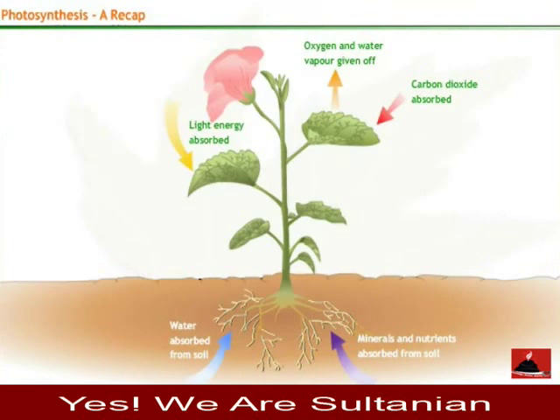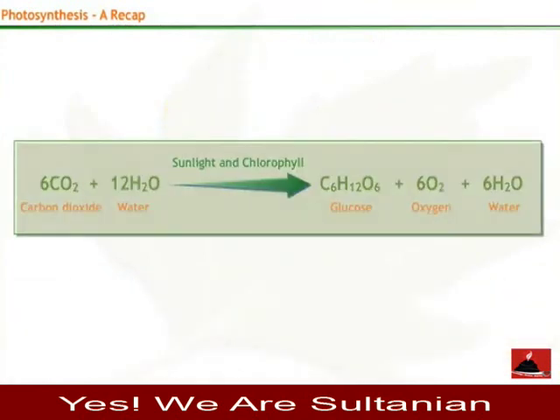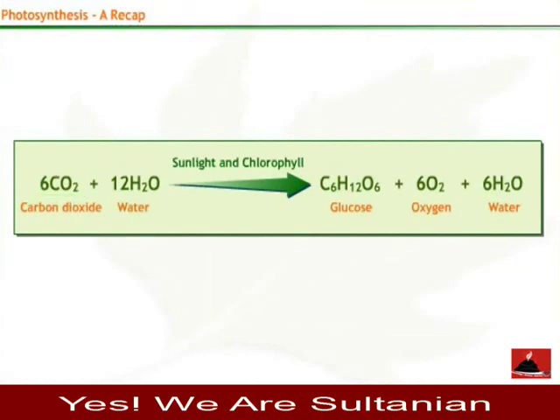Chloroplasts in plant cells absorb light energy from the sun. In photosynthesis, CO2, carbon dioxide, and H2O, which is water, are combined to form C6H12O6, glucose, and O2, oxygen.